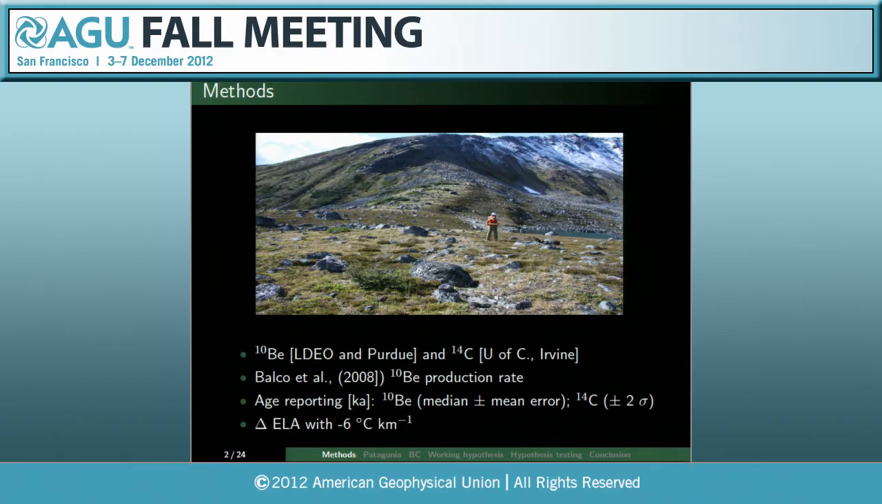And sometimes I'll refer to ELA depressions, and I'll just use a standard adiabatic lapse rate, but of course we all recognize that these glaciers are driven by both temperature and precipitation. We haven't really done that yet, but just to give us an idea of the magnitude of the advances.